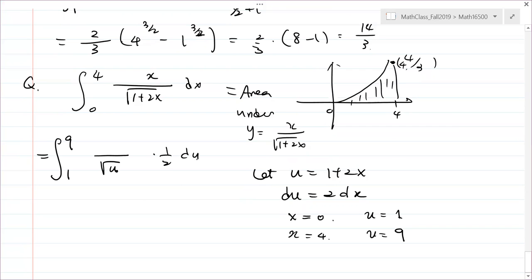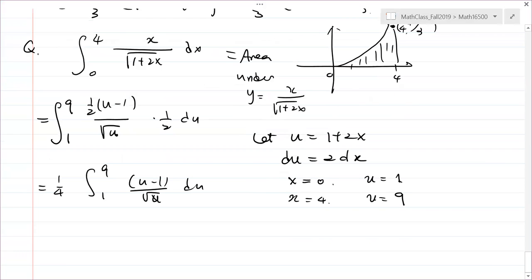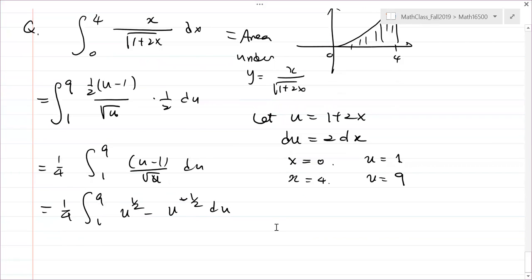How about x? Well, I can replace x by (u minus 1) divided by 2, right? That's cool. So eventually you get 1/4 and du, but this is good because there's a single power function in the denominator. So you can use a traditional method to evaluate the integral, right? Okay. So you know how to find the antiderivative of this.